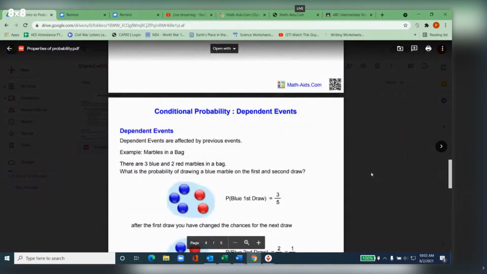So here's conditional probability. It's a little bit different. That's dependent events. Dependent events are affected by previous events. Example, marbles in a bag. There are 3 blue and 2 red marbles in a bag. What is the probability of a blue marble on the first and second draw? So on the first draw, it's 3 out of 5. If you put 5 marbles in and you pick a blue one out, that's going to be 3 out of 5.